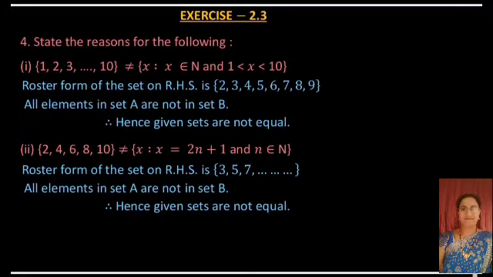So go to the next question. State the reasons for the following. So you can write the reasons. If you observe the sets, set of 1, 2, 3, and so on up to 10 is not equal to set of x such that x belongs to N and 1 less than x less than 10. If you write the roster form of this set builder form, what is the condition here? Writing the roster form of the RHS, we get the set of 2, 3, 4, 5, 6, 7, 8, 9.